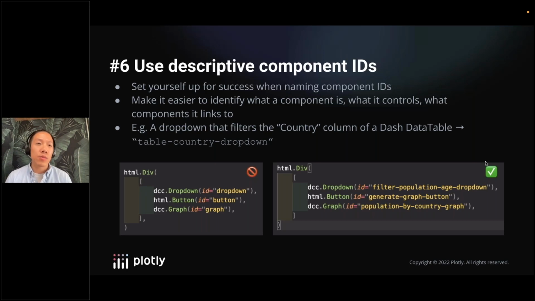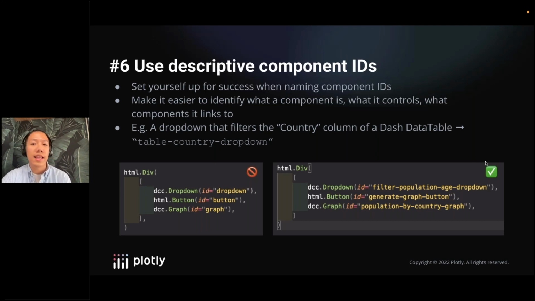I do this even when I'm just building a small Dash app. It makes it much easier when you're coming back to old code that you wrote a long time ago, especially when the IDs are self-descriptive. It's also very helpful when you're working with other team members or collaborators as they try to onboard themselves onto a code base, or they're trying to understand new code that you've written.